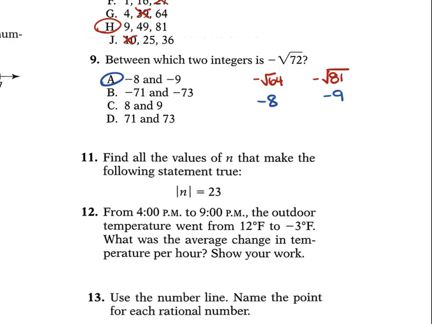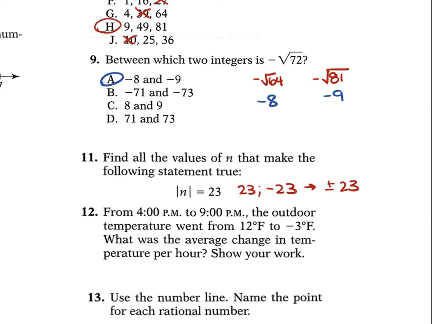11 says find all values of n that make the following statement true. The absolute value of something is equal to 23. So that's either the positive 23 or the negative 23. And then again, you can write this as plus or minus 23. It's the same thing.